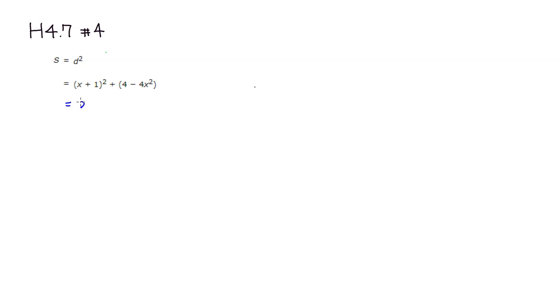So you have x squared plus 2x plus 1, and we're adding 4 minus 4x squared. We can collect the like terms. The x squared term is going to be 1 minus 4, so it's -3x squared. Then you have only one x term, so it's plus 2x. And then we can combine 1 and 4 together, so that's going to be plus 5.